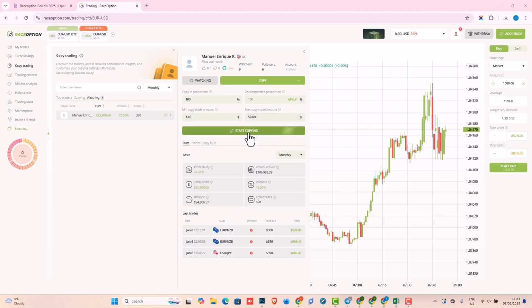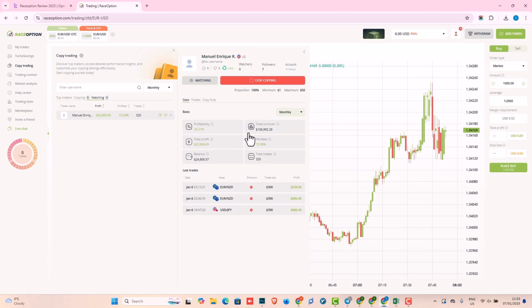You select the Start Copying button to begin the process of copying this trader's trades, and you can automatically copy the trades of a successful trader. If you wish to stop copying, you can click on Stop Copying.